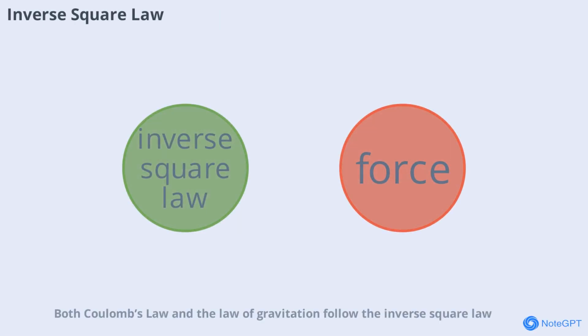Both Coulomb's law and the law of gravitation follow the inverse square law, meaning the force decreases with the square of the distance between objects. This relationship is fundamental in physics and explains why forces become much weaker as objects move apart. Recognizing this pattern helps us understand a wide range of physical phenomena, from planetary motion to atomic interactions.